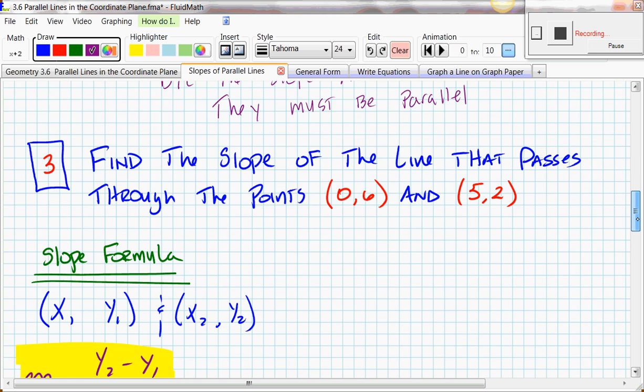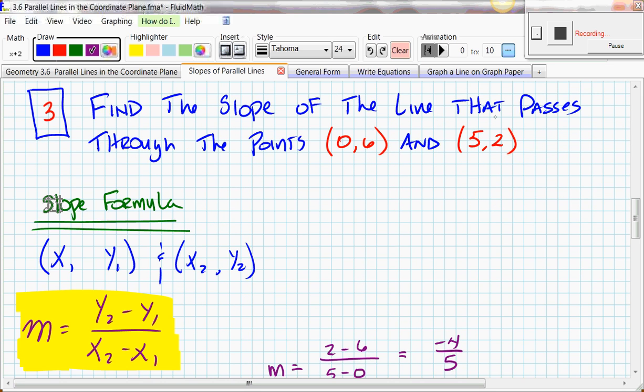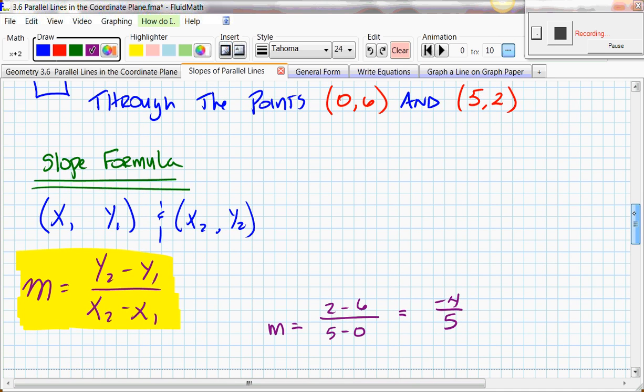Okay, so number 3, here we go. Can you find the slope of a line that passes through the point 0, 6 and 5, 2? So in order to get this one right, we introduce the slope formula. Again, given any 2 points in the coordinate plane, like x1, y1 and x2, y2, you can find the slope of those 2 points by this little highlighted formula here. The slope is y2 minus y1 over x2 minus x1.